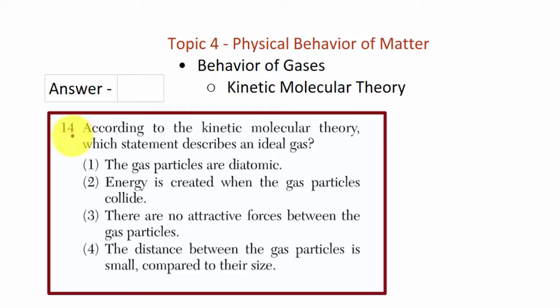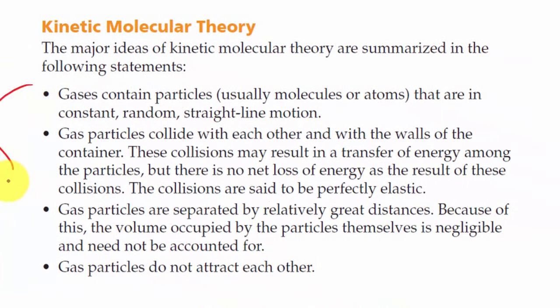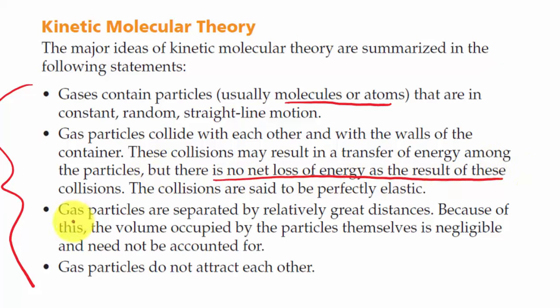Number 14. According to the kinetic molecular theory, which statement describes an ideal gas? Well, let's review the kinetic molecular theory quickly here. These are the main bullet points that make up the kinetic molecular theory. The first, gases are made up of particles. They can be molecules or atoms, and they're in constant straight line motion. Gas particles, when they collide with each other, the collisions result in a transfer of energy, but there's no net loss of energy. Gas particles are separated by great distances, and the gas particles do not attract each other.